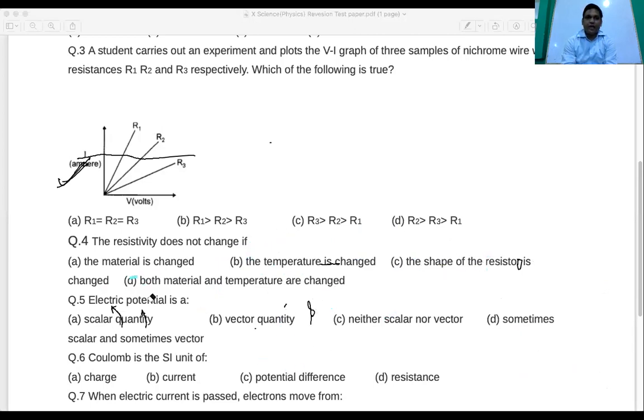Okay. So coming to the fourth question. Let's see what the fourth question is saying. They are saying that resistivity does not change if... I already told you that resistivity is a property of the material. It does not change with length and area of cross section.